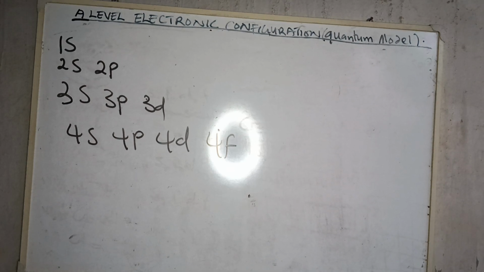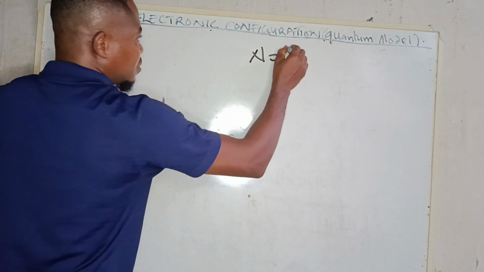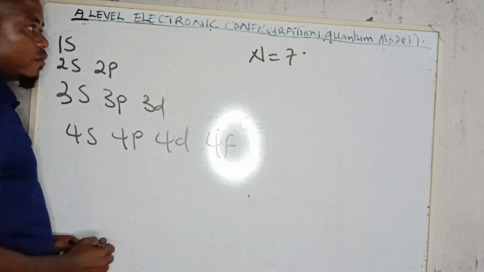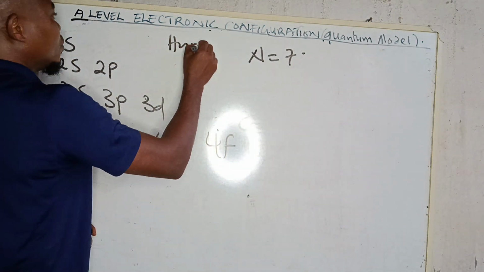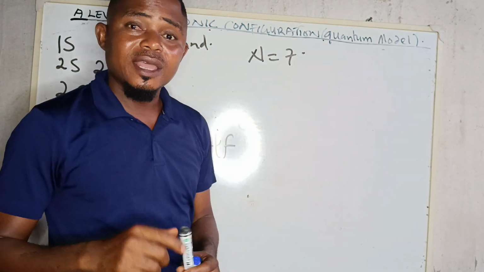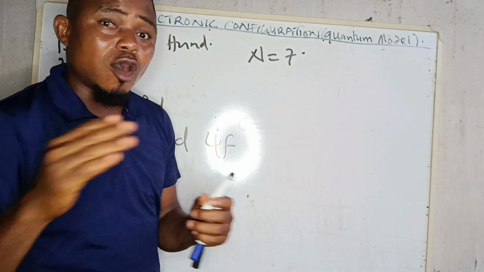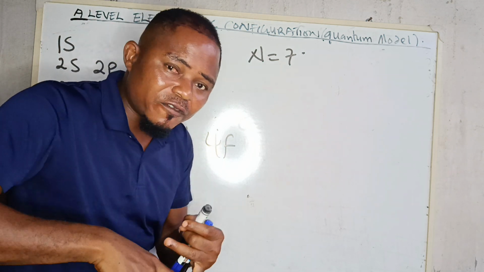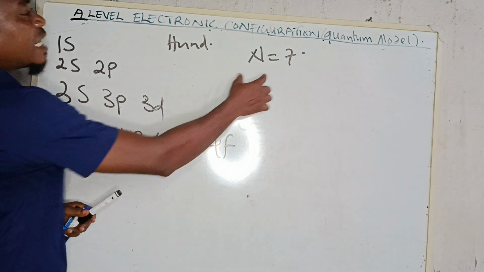Okay. What if you give in an element like nitrogen? Atomic number 7. Now we're going to follow a rule called the what? The Hund's rule. The Hund's rule says that you have to fill the orbitals of a particular sublevel where there are options. You have to fill them singly first before pairing will occur. Now, for example, I'm going to ask you a question.